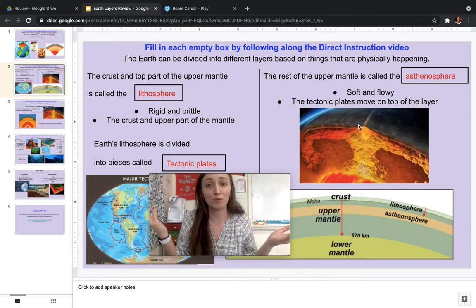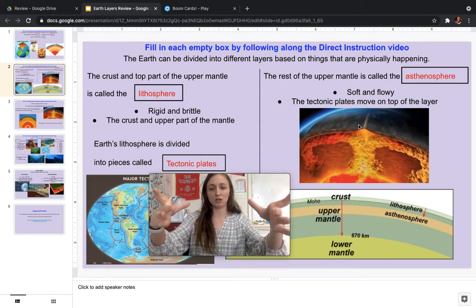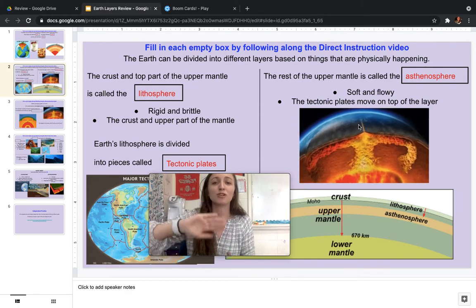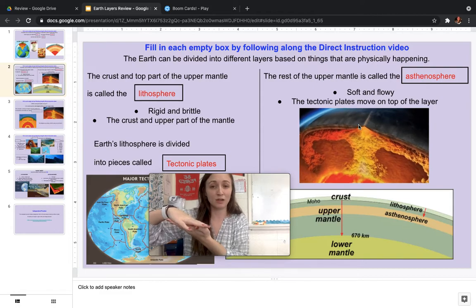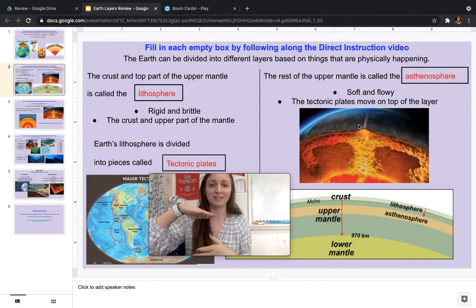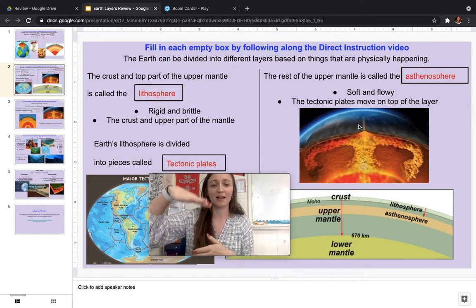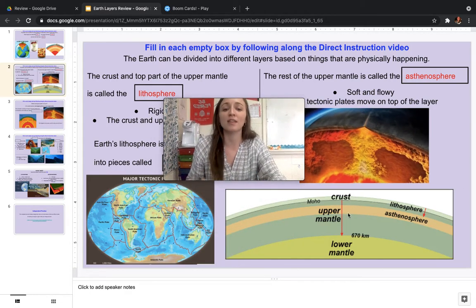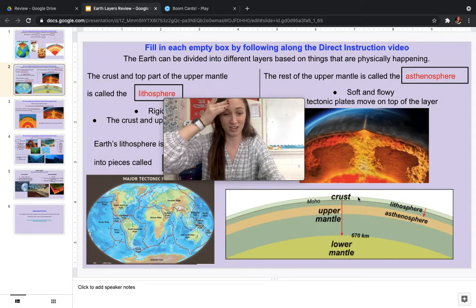Imagine you're at the swimming pool and someone left a tube or a floaty in the swimming pool, and it just kind of bounces on top. Picture the floaty as the lithosphere and the rest of the water as the asthenosphere. So it's just kind of floating on top of that. I like this picture here. I think it makes it a little bit easier to understand.